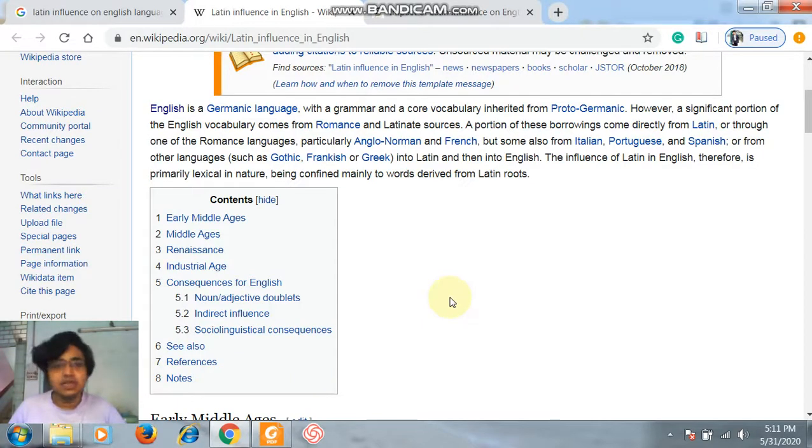English is basically a Germanic language. It's basically the Teutonic branch of the Indo-European family of languages. If we look at the tree of the Indo-European family of languages, we can understand that the tree has a Germanic branch, an Italian branch, and other branches. From this Germanic branch has come the English language. A significant portion of the vocabulary of English has originated from the Romance languages. Romance means French, Italian, and other Anglo-Roman languages. But at the same time, it also borrowed greatly from Italian, Portuguese, and Spanish sources.